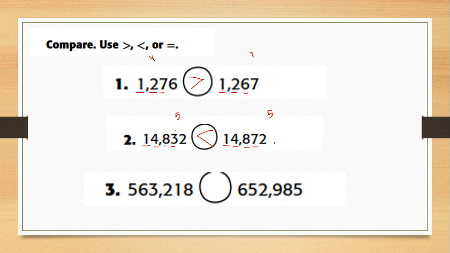Now let's see number 3. Are you ready? Okay, let's do it. The first step, what should we do? Let's count the digits. Let's count together. 1, 2, 3, 4, 5, 6. So here we have 6 digits. Let's look at the other side. 1, 2, 3, 4, 5, 6. We have the same number on both sides, 6 digits. So what are we going to do now? Can you tell me?